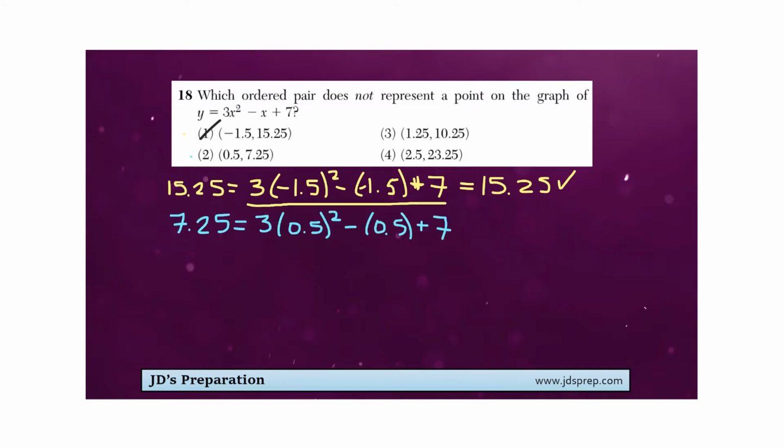Next, when you check the second option, we're replacing x with 0.5 and y with 7.25. You calculate that out. You see that they are in fact equal to each other, so that checks out.